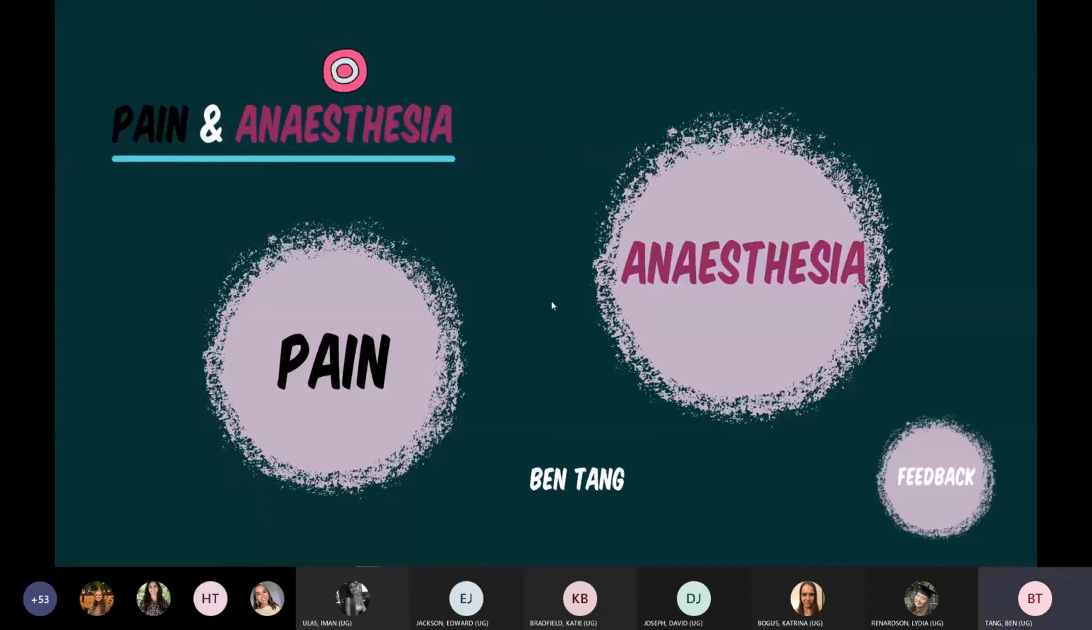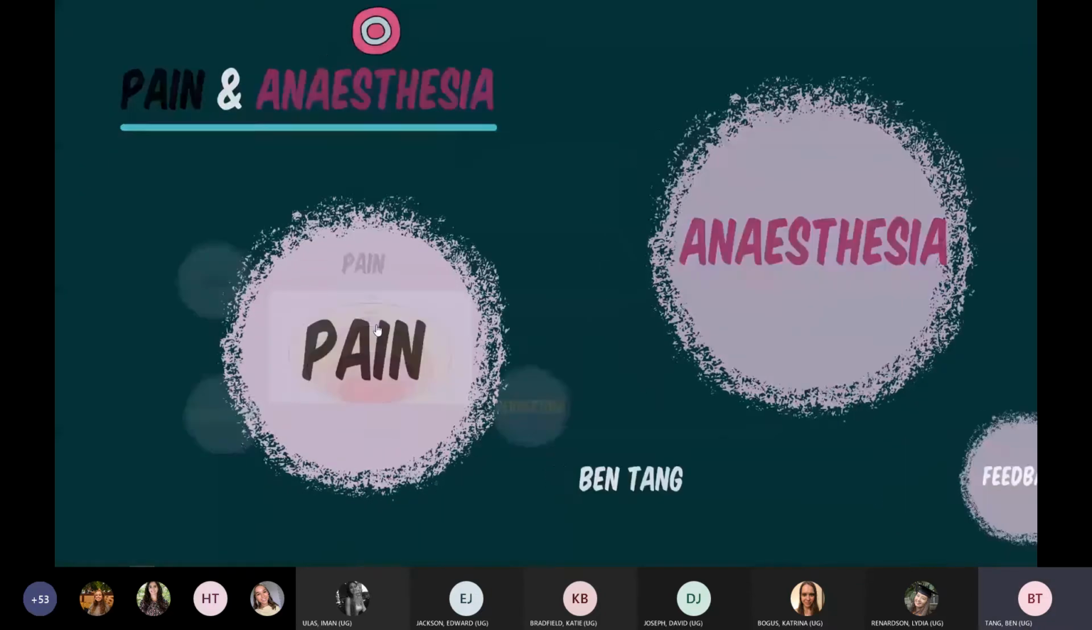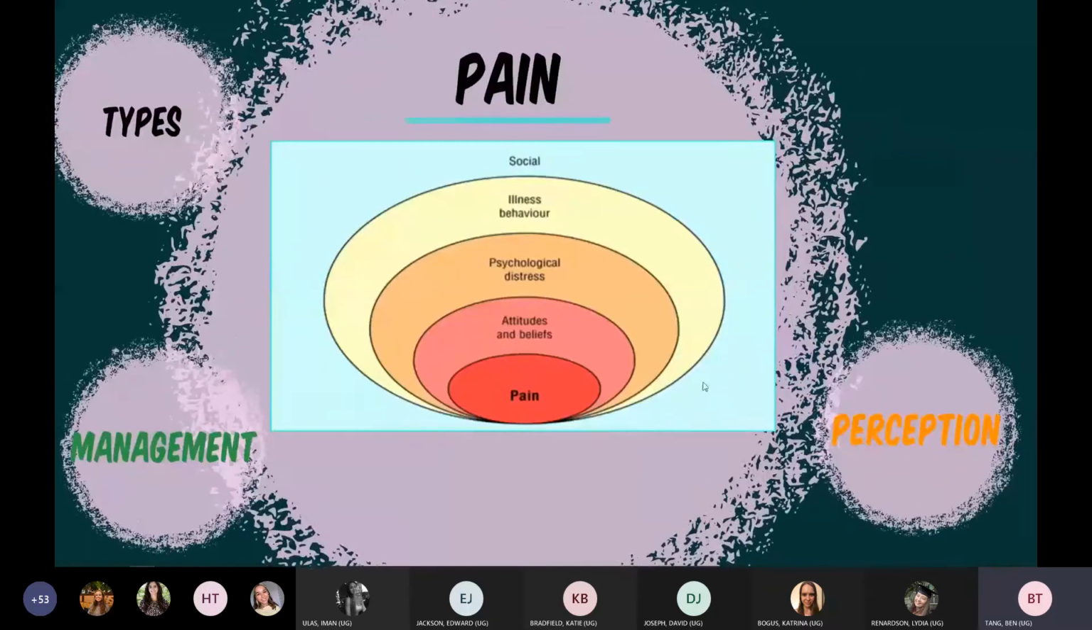Okay. What I'm going to be teaching today is pain and anesthesia. So starting with pain, it's a little diagram here. Don't worry too much about it. It's basically showing you that pain is multifactorial, right? Not only is it whatever pain you're experiencing, it's your attitudes towards it, your psychological distress that comes with it, and any comorbidities that are maybe causing it or influencing it. But it's basically influenced by a load of things rather than just the pain itself.